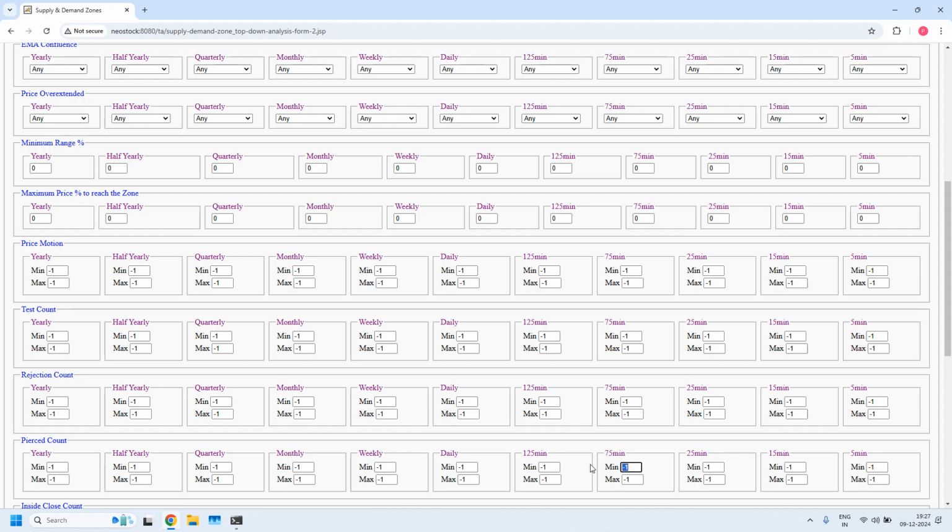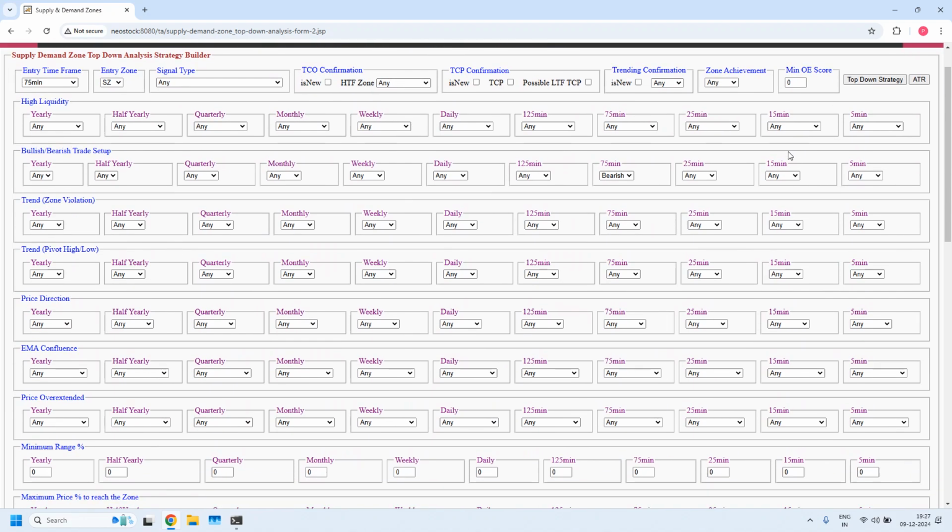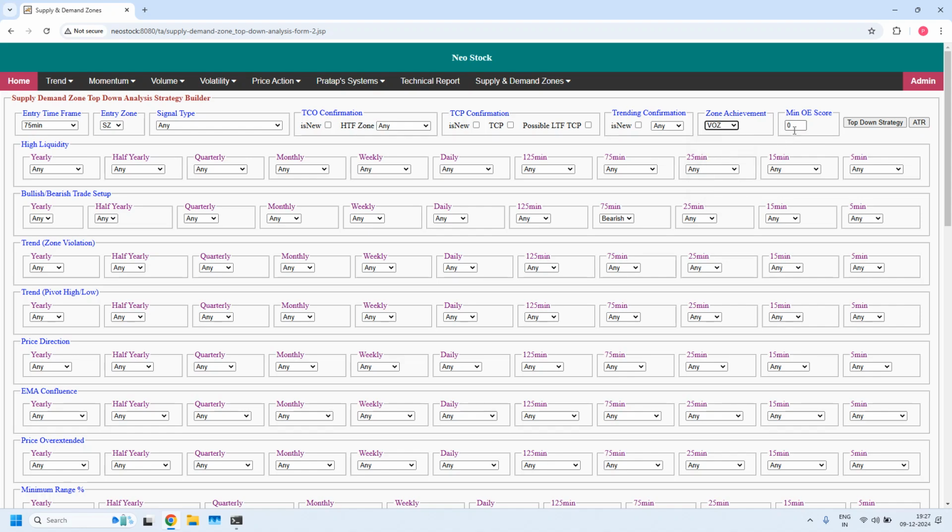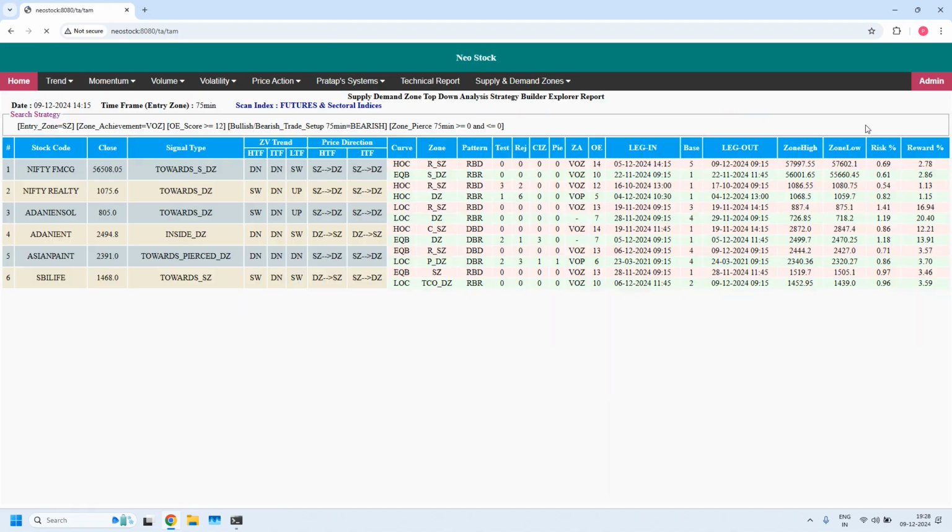So at 75 minutes time frame, minimum value 0, maximum value 0. Zone achievement violated opposing zone. Minimum order enhances score 12. All 3 filters are applied to 75 minutes supply zone. Let's filter. We got 6 stocks.